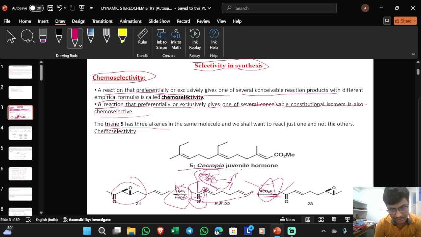Now talking about this compound. This compound has 5 and this compound has 3 alkenes; they are the same molecule and the rest, just one reacts and not the others. That is chemoselectivity. This compound is the same, but these are different.